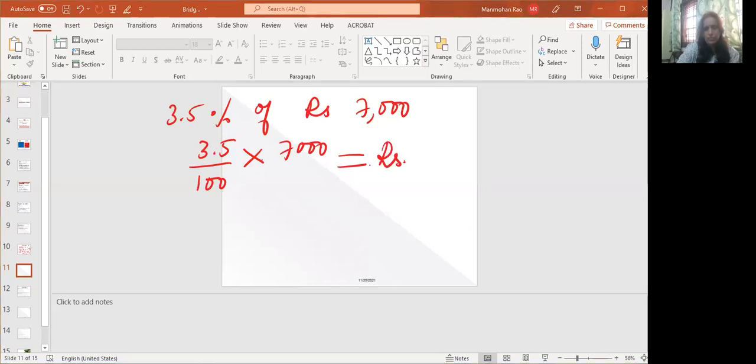245. Sid, 245. Is it the correct answer? I hope so. 245 is the correct answer. I want somebody to confirm. Yes, Taban has also written yes. Now everybody is giving the correct answer, which means you have understood the basics of percentage.